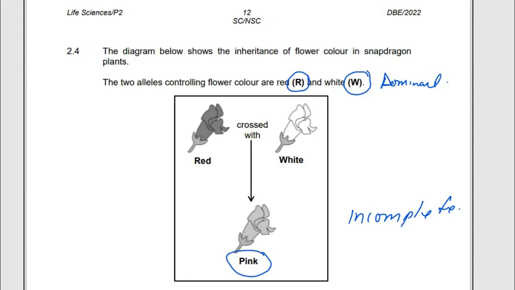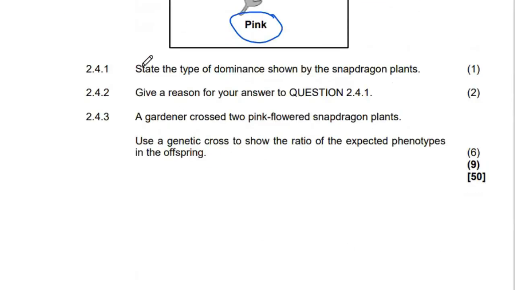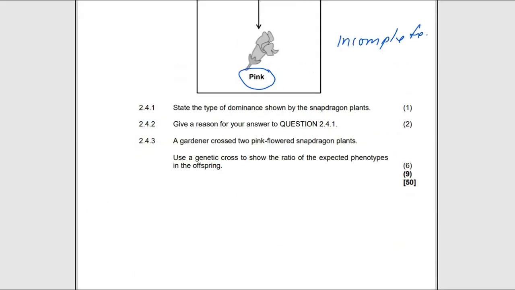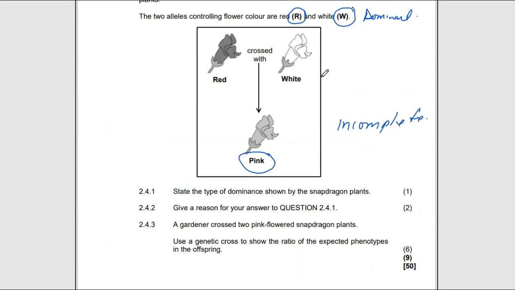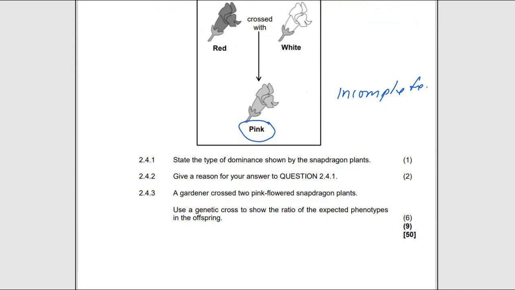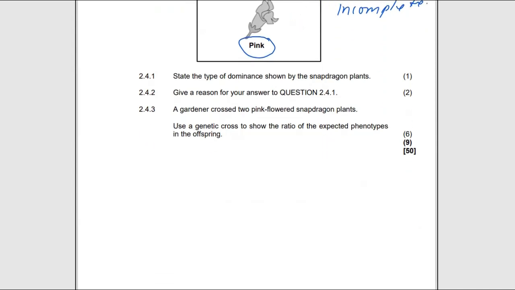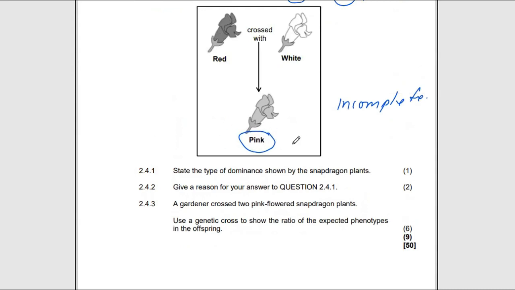So let's go to the questions and see. They are saying: state the type of dominance shown by the snapdragon plants. We have seen that it is incomplete dominance. If it was complete, then we would have got either red or white in the offspring, with some of the organisms red and some white. If it was codominance, we would have got a mixture of red and white. But now we get an intermediate, therefore it is incomplete dominance. Give a reason for your answer. We have explained it: an intermediate color was produced.